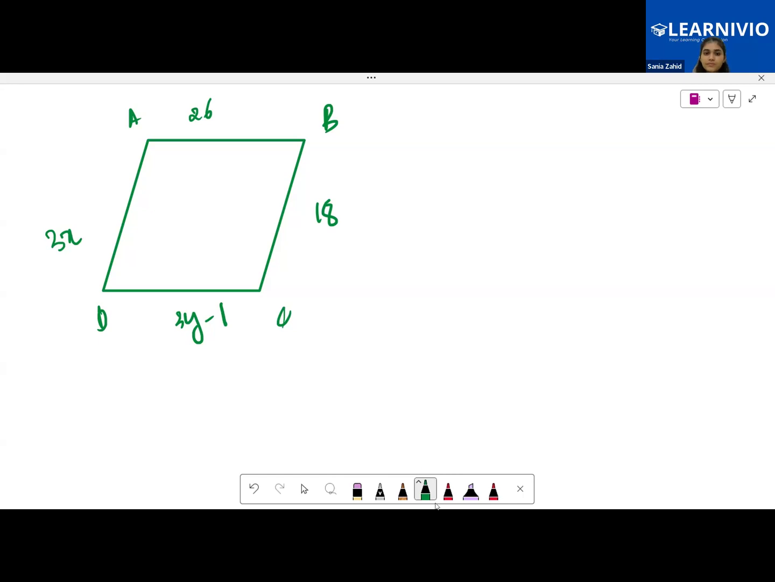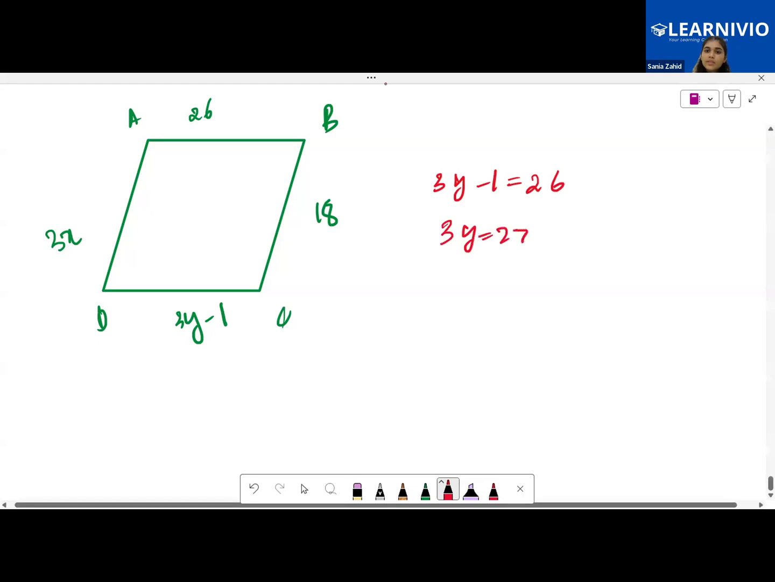Ma'am, 3y minus 1, y is equal to 14. Okay, and this is 26. 3x, no, wrong. Y is not equal to 14. 3y minus 1 should be equal to 26. Then 3y will be equal to 27. Ma'am, y will then be equal to 9.